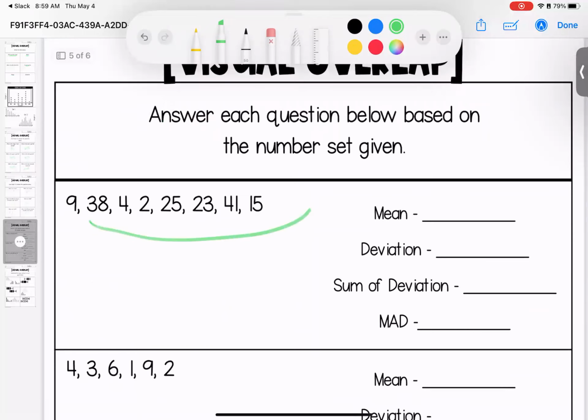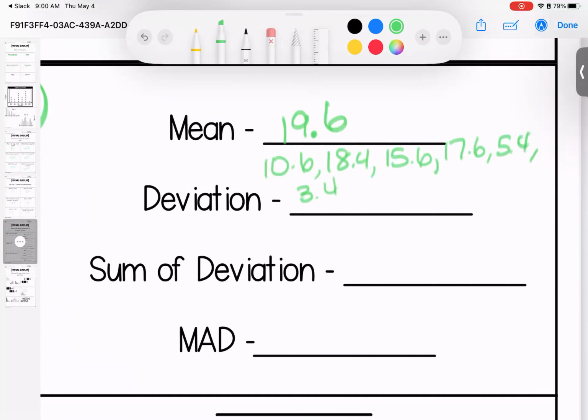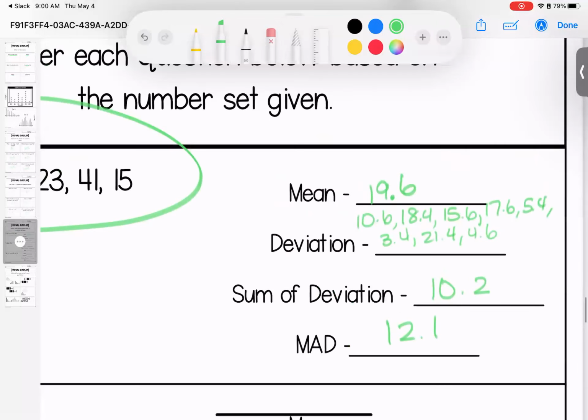All right, looking at this data set, our mean is 19.6. No, I need the eraser. There we go, decimal then. For our deviations, 10.6, 18.4, 15.6. Again, this is just the difference between each of these numbers and the 19.6. Notice we're not putting positive or negative, just the difference. Sum of the deviation is 10.2. The MAD is 12.1. Okay. Any questions?